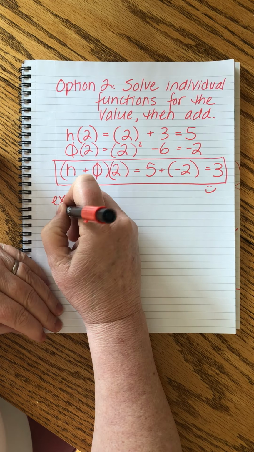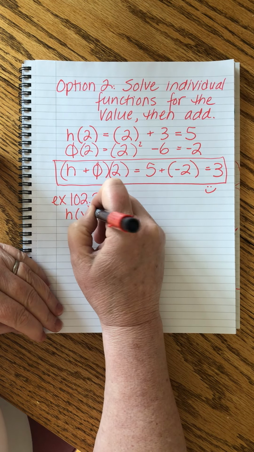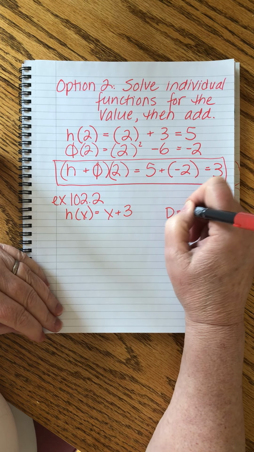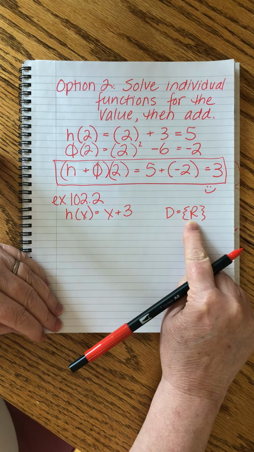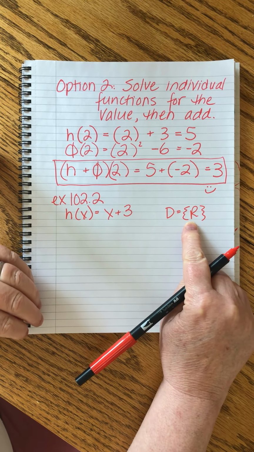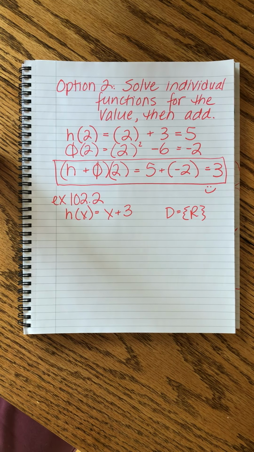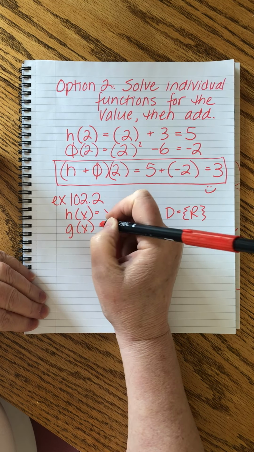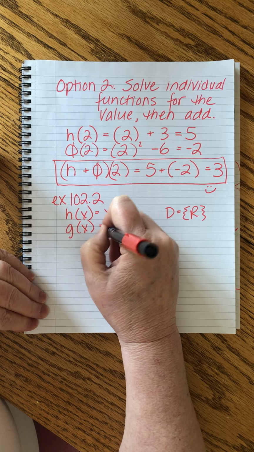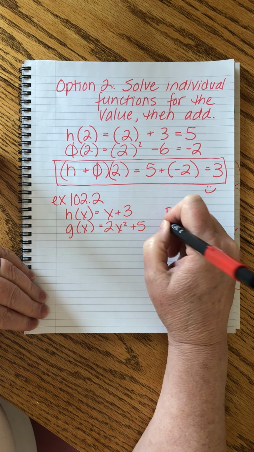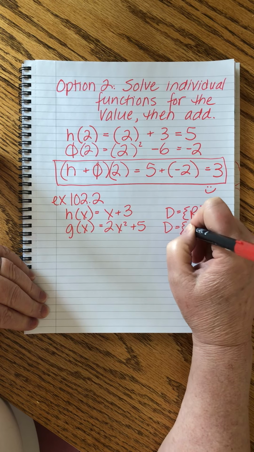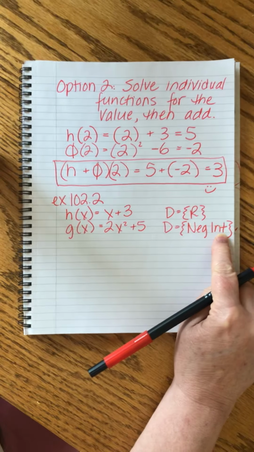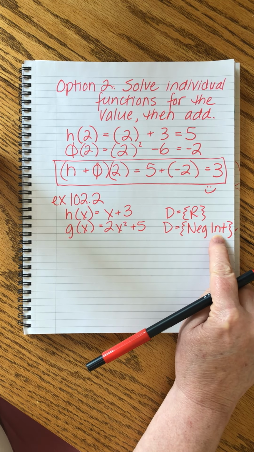Okay, the second one. This time we have an h of x that is x plus 3. And this time, again, the domain equals the reals. I'm not gonna write it all the way out. It's reals and integers, or like positive integers, are usually the only choices. And then we have another one called the g of x, which is 2x squared plus 5. And the domain of this one is, ooh, this is an example of what I said. It's the negative integers. Again, I'm abbreviating, and you can do that too. Just make sure you know what it stands for.